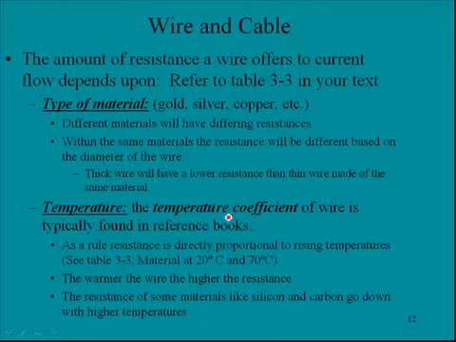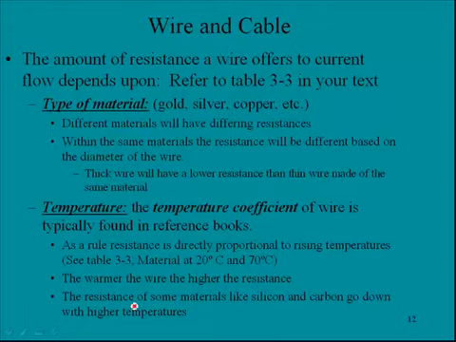Temperature. The temperature coefficient of wire is typically found in reference books. As a rule, resistance is directly proportional to rising temperatures. And if you look on table 3-3, they show the resistances at 20 degrees centigrade and at 70 degrees centigrade, and you will see that they're not the same. And most of the time, the warmer the wire, the higher the resistance.